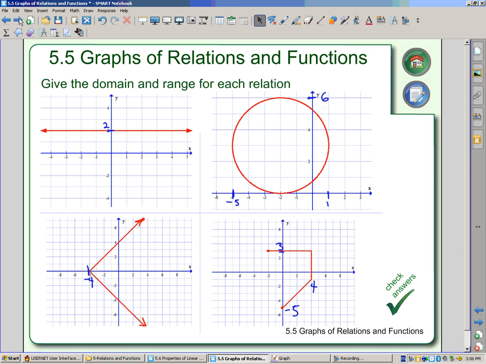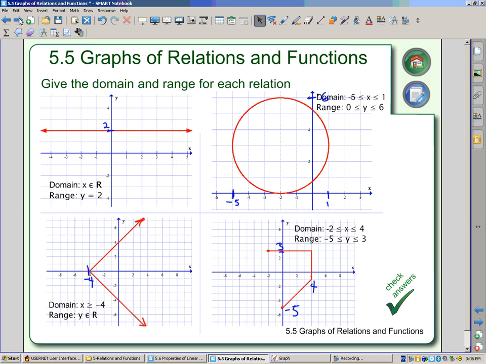Okay, so I'm hoping you're coming back and saying, okay, let's just check our answers. And we can see what the answers are. So we have the domain listed. For the very first one, the domain's all real numbers, going left and right forever. Every value of x will have a corresponding spot on that graph. But the range, it doesn't have an inequality. It's always 2. And that's a special case.